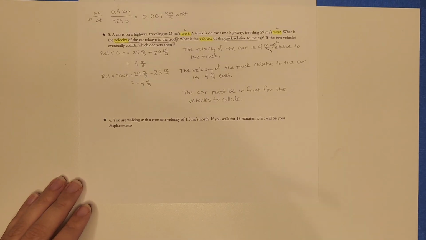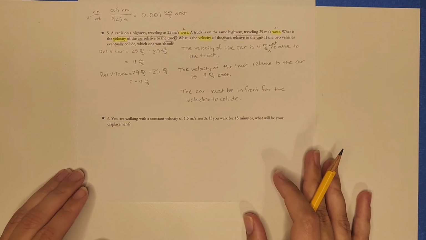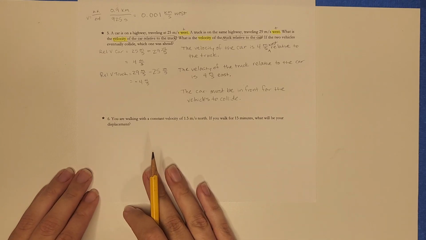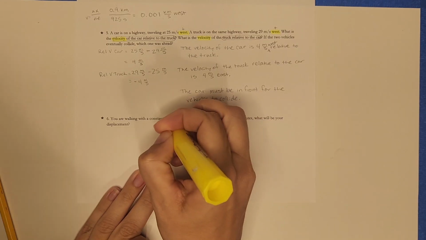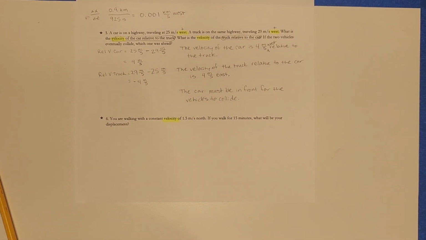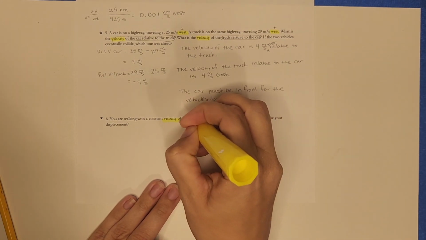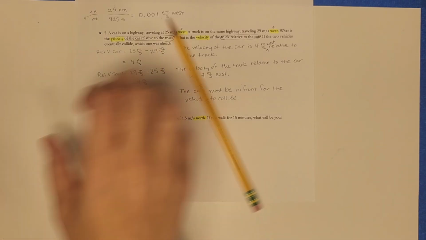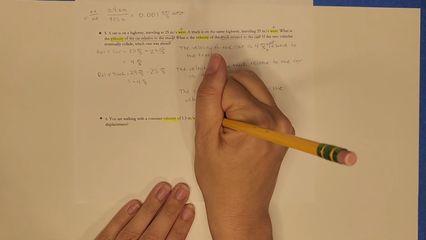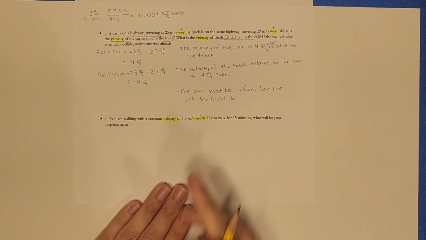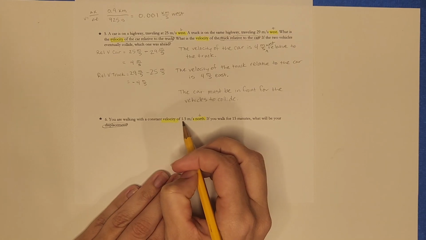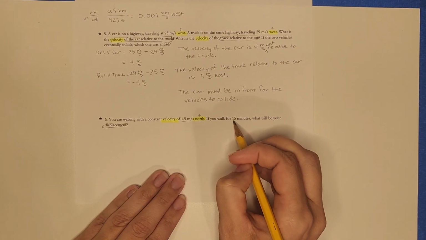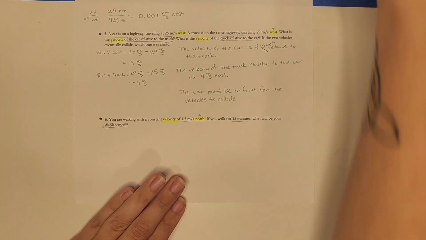Okay. So now number 6, you are walking with a constant velocity of 1.5 meters per second north. I see velocity, I'm going to highlight it. If you walk for 15 minutes, what will be your displacement? Okay, I also see that direction, I'm going to highlight that. And whenever I see a direction, I'm going to assign it a positive or negative value. Okay, and I'm looking for displacement. My values are 1.5 meters per second north and 15 minutes.